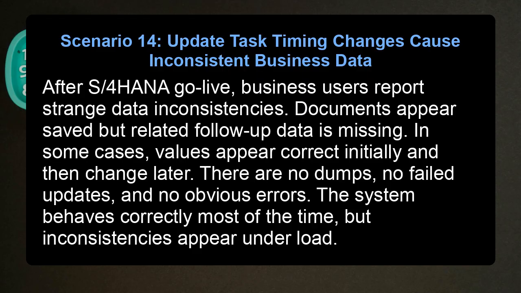After S/4HANA go-live, business users report strange data inconsistencies. Documents appear saved but related follow-up data is missing. In some cases, values appear correct initially and then change later. There are no dumps, no failed updates, and no obvious errors. The system behaves correctly most of the time, but inconsistencies appear under load.